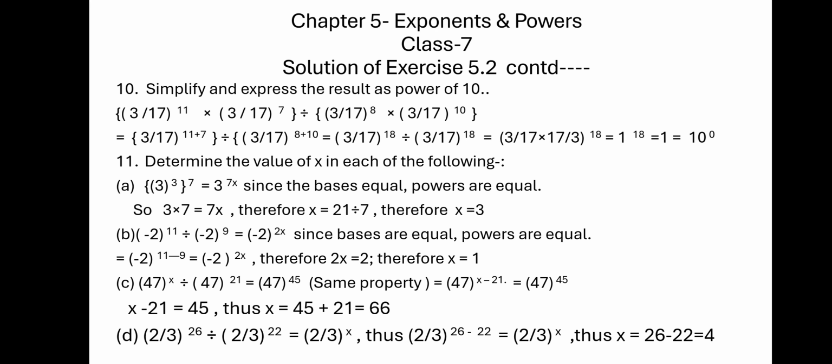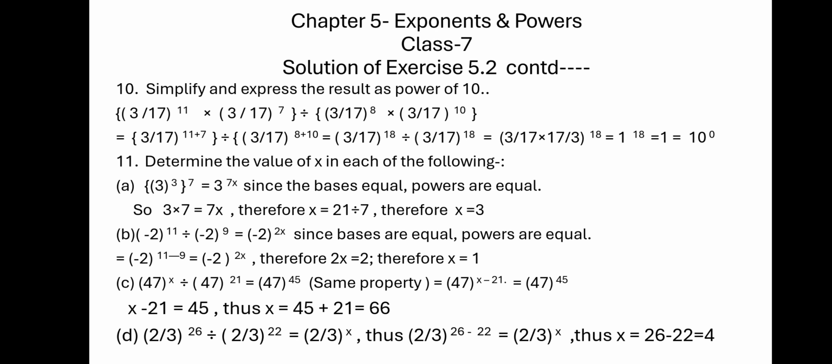B question. Here I have skipped one step, that is 3 raised to the power of 3 into 7 is equal to 3 raised to the power of 7x. So that I have taken as 3 into 7 equal to 7x.